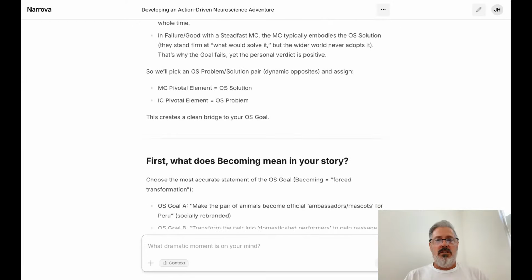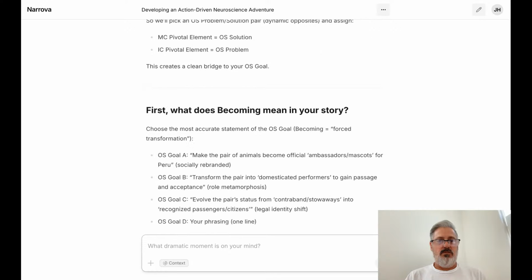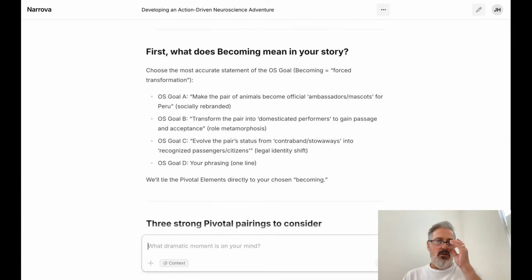So let's see. MC pivotal element, OS solution. MC IC pivotal element is OS problem. This will create a clean bridge to your objective story goal. All right, so what does becoming mean in your story? Choose the most accurate statement of the objective story goal. And because I made it a psychology story, it's not going to be about getting across. That's not the plot. The plot is going to be about the transformation of everybody. So let's see. Make the pair of animals become official ambassadors, mascots for Peru.